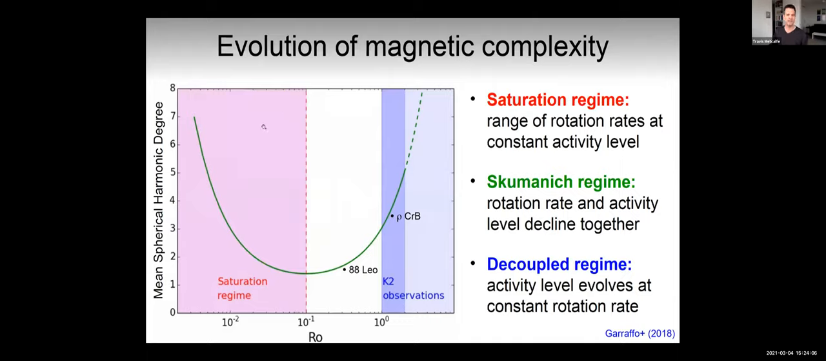And so basically the idea was that in the saturated regime, you have a very complex magnetic field that does not strongly couple rotation to the stellar wind. Eventually, once you get to the Skumanich regime, where stars spin down and their activity levels decrease in tandem with the square root of age, so these two parameters are strongly coupled, there you're at the bottom of this relation, where you're dominated by a dipole field, for example, certainly low order fields. And then the idea is that late in a star's lifetime, it'll evolve again a more complex magnetic field that decouples rotation and activity once again. And here again are these stars that we'll discuss a little later.